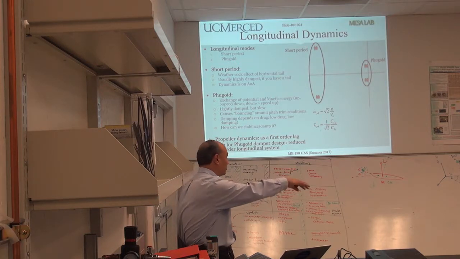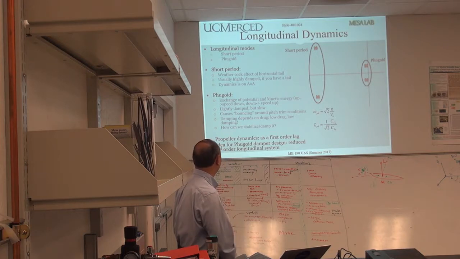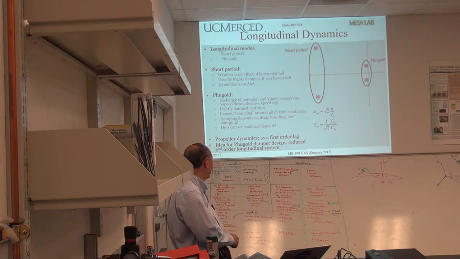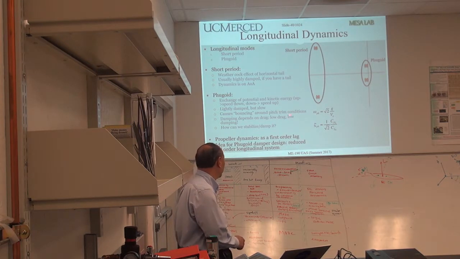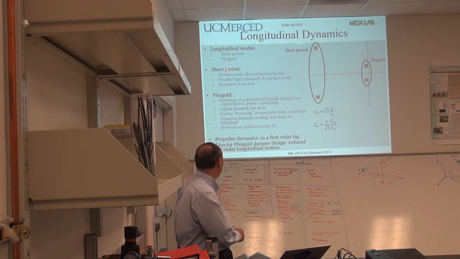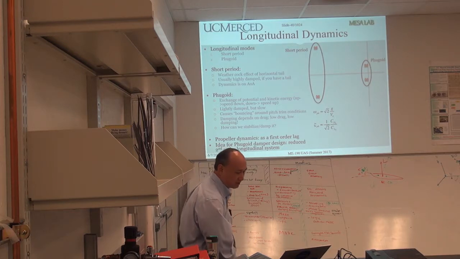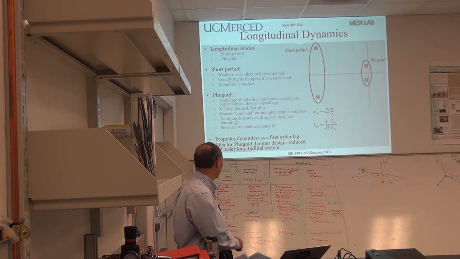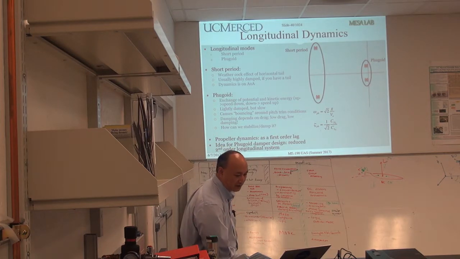People observe that, so how can we damp it? It's very lightly damped, slowly bouncing around the pitch trim condition. Damping depends on the drag: low drag, low damping. So in low drag systems, the price to pay is this type of motion called the phugoid motion. The idea for the phugoid damper design is to reduce the second order longitudinal system by adding damping.